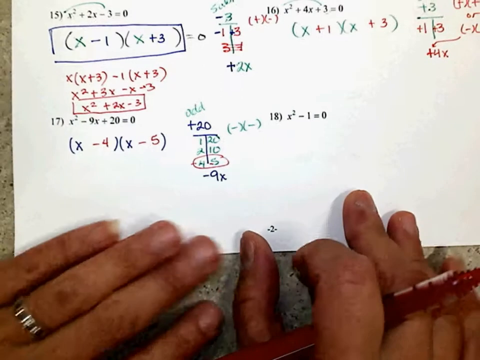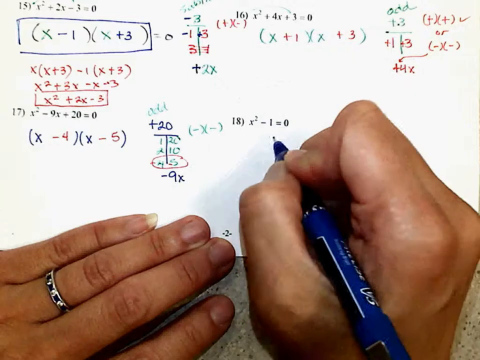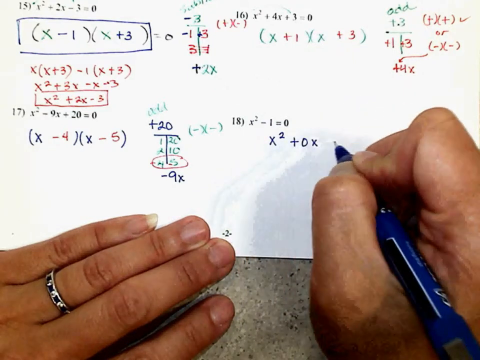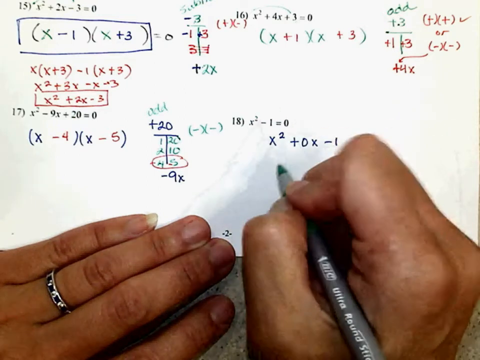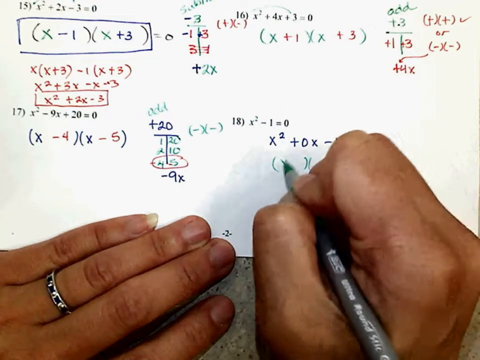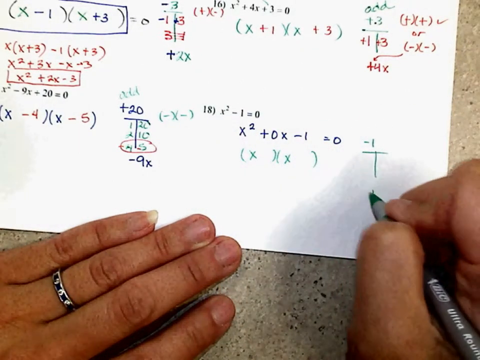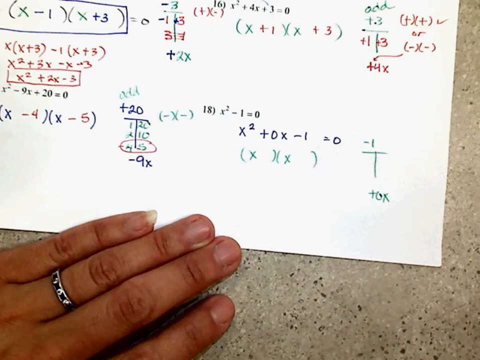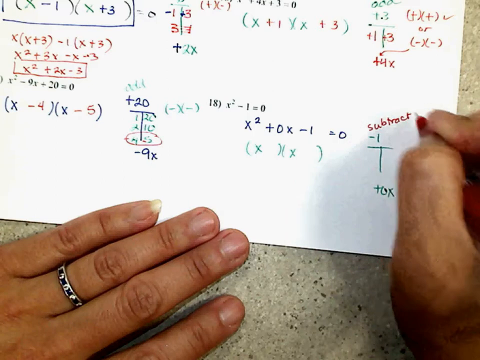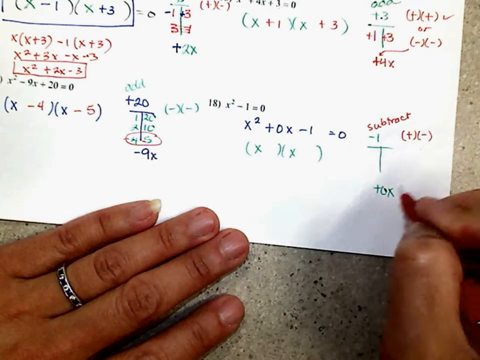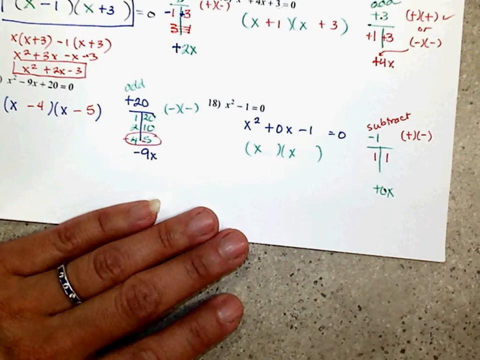Number 18. On 18, this here is the same as x squared plus 0x minus 1. All right? There's your three terms. Two sets of parentheses, x and x. 1 times negative 1 is negative 1. Now, I want two numbers that multiply to give me negative 1, and it's going to subtract, which would mean one's plus, one's minus, to get 0. So what numbers multiply to give you that? 1 and 1. One's plus, one's minus.